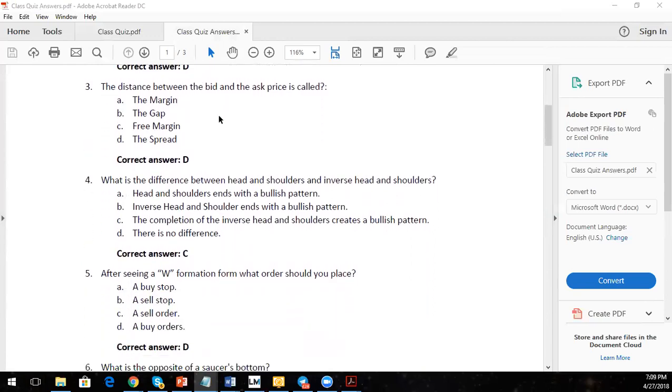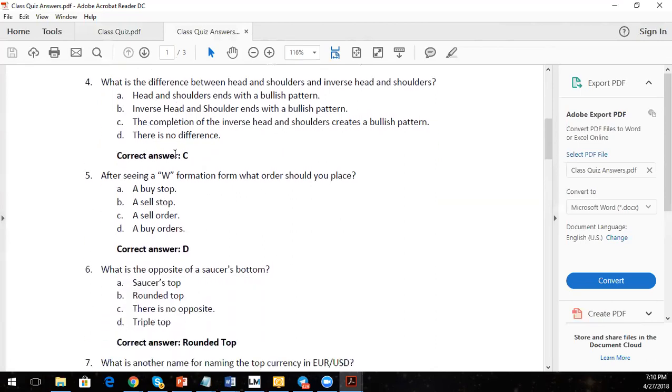The distance between the bid and the ask price is called the spread, guys. The spread is the difference between the bid and the ask price. You can simply go back into the PowerPoint. Free margin has nothing to do with it; it's actually in place once you take that order. But before you take an order, you want to look at the spread and evaluate it and see where everything's at. But the gap is actually irrelevant, don't worry about this. The margin is actually in full effect when you make a trade. So the spread is actually before you make a trade. Keep that in mind.